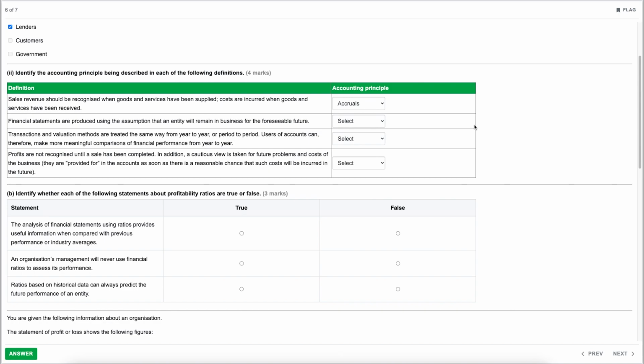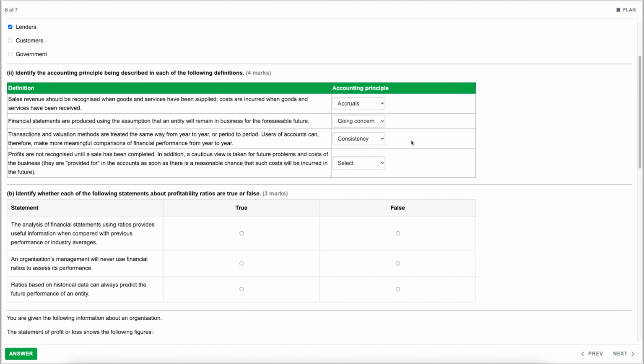Next one then, financial statements are produced using the assumption that an entity will remain in business for the foreseeable future. So that would describe going concern. Again, these are ones that you should have learned throughout your studies from your textbook. So hopefully this is nothing new to you. Next one, transactions and valuation methods are treated the same way from year to year or period to period. Users of accounts can therefore make more meaningful comparisons of financial performance from year to year. So it's describing some sort of comparison, consistency. So there we go, consistency.